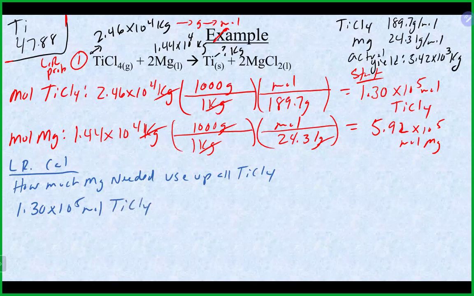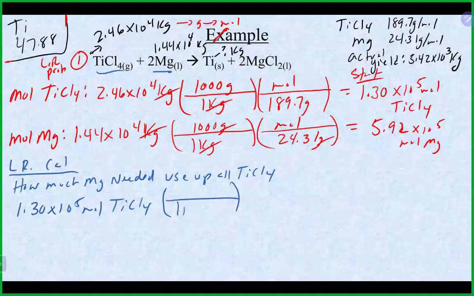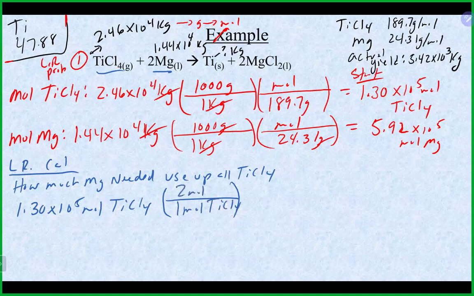I'm going to now do the mole-to-mole relationship between the two reactants from the equation. So from the equation, we see 1 mole of TiCl4 gets us 2 moles of magnesium. The moles will cancel. We're going to take 1.3 to the 5th, and we're going to times it by 2. That means that we would need 2.60 times 10 to the 5 moles of magnesium.